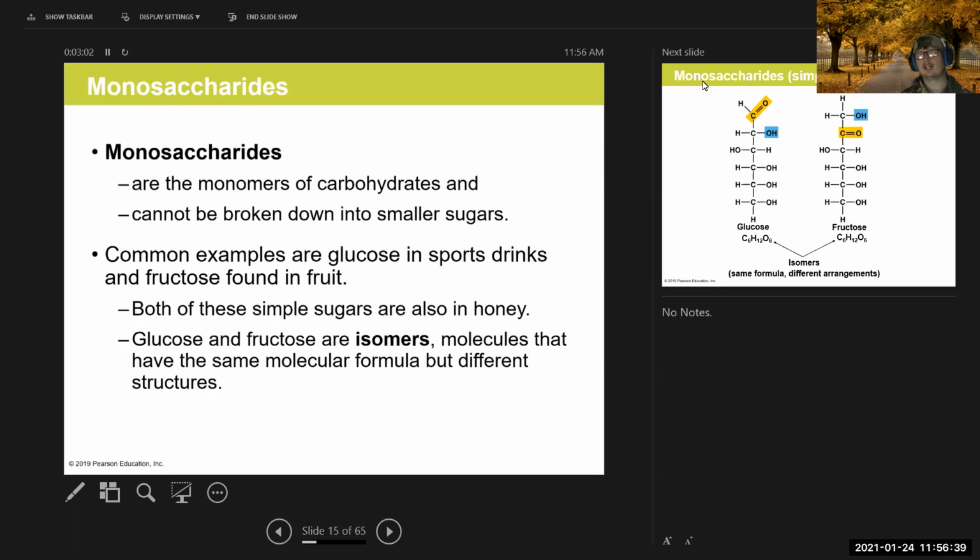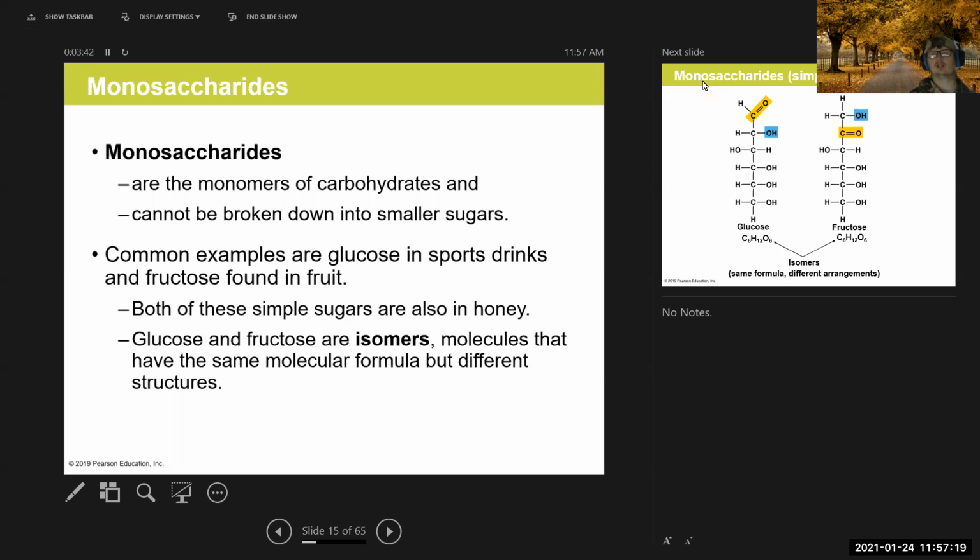And like I mentioned, the single sugar molecules are known as monosaccharides. The monosaccharides are the monomers of carbohydrates, so they can't be broken down into smaller sugar molecules. They are the smallest sugar molecule in the carbohydrate world. A common example of a monosaccharide is glucose. Another one is fructose, like you can get in fruit. Both of these molecules are simple sugars that we can find in, say, honey.